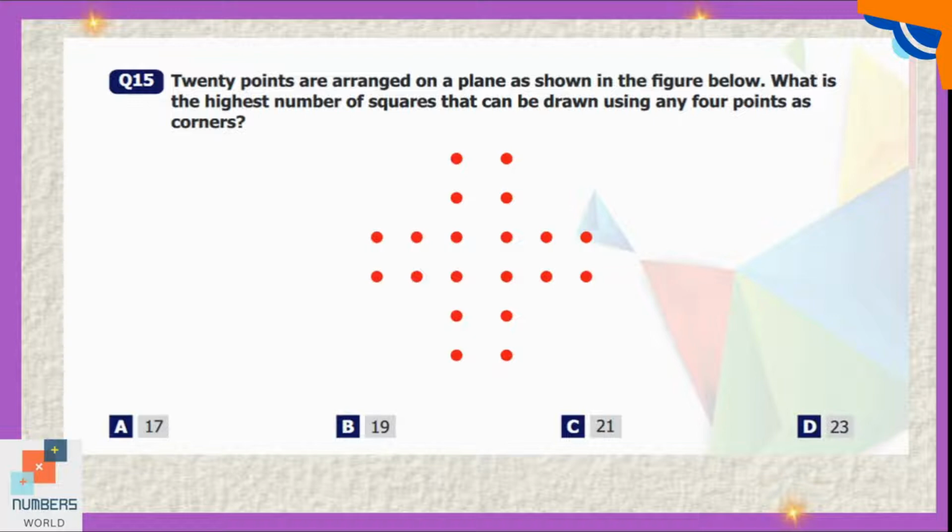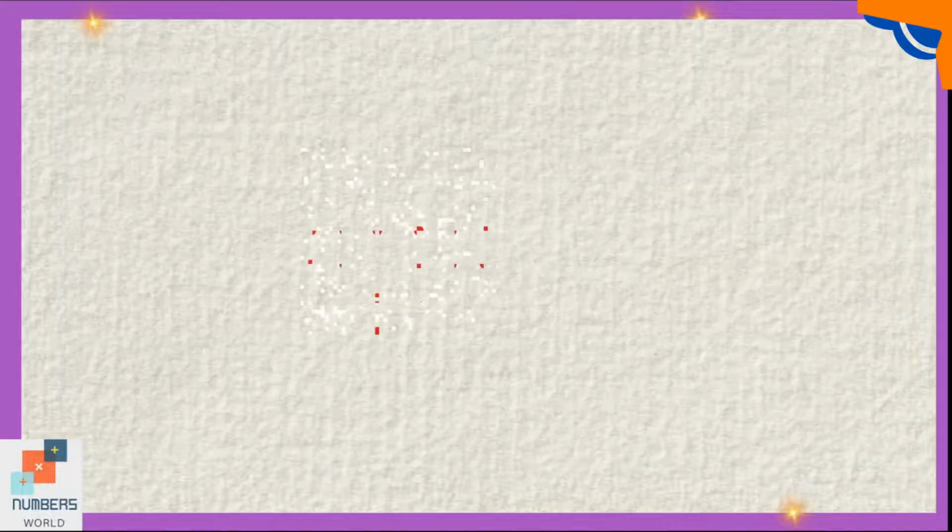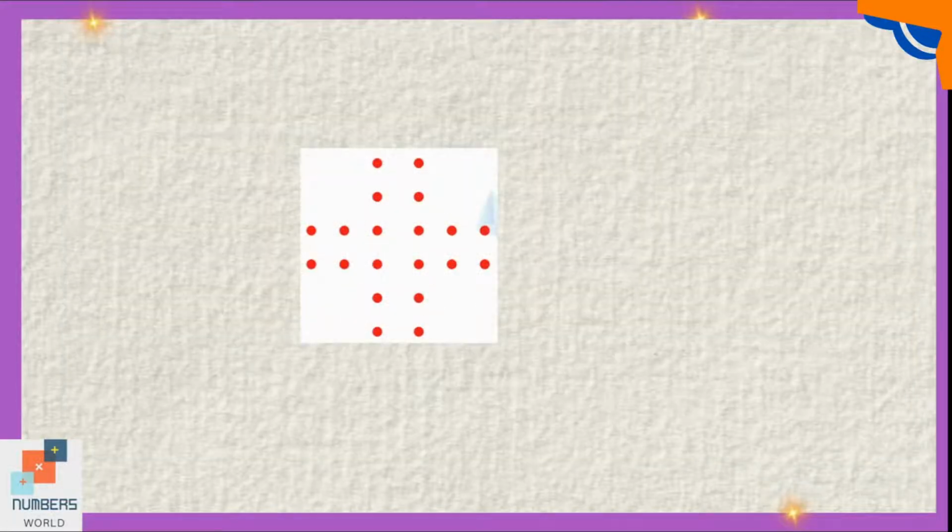Question number 15. 20 points are arranged on a plane as shown in the figure below. What is the highest number of squares that can be drawn using any 4 points as corners? This is the original plane. We can draw different types of squares using this.